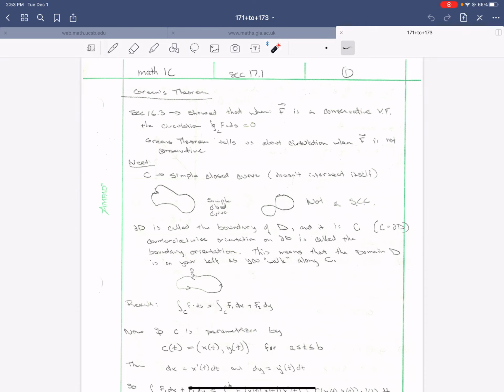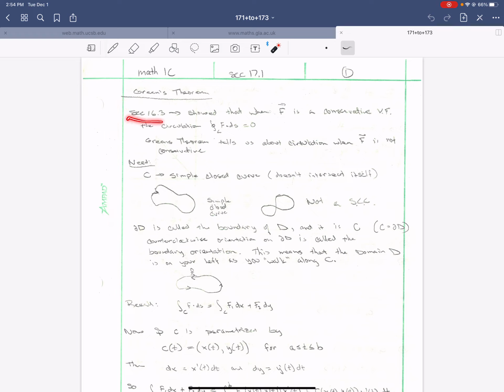Hey class, here is our explanation of my notes, and I'm going to go through them. I'm going to flip around some and show you different things, but hopefully by the end of this you'll feel good about it. So we're going to start with Green's theorem, and this is all just some setup for it.